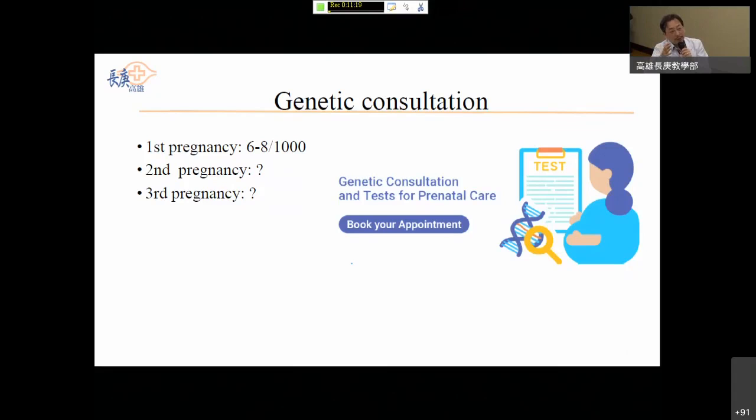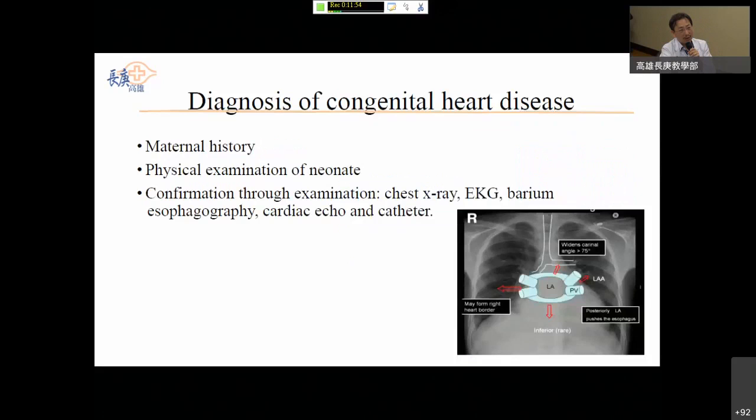And what about the third pregnancy? If the family had a child with congenital heart disease in both their first and second pregnancies, the chance of having congenital heart disease in the third pregnancy is even much higher. It's like 30 over 100, okay? So from this example, we know genetic consultation is very, very important for a family that has congenital heart disease, okay?